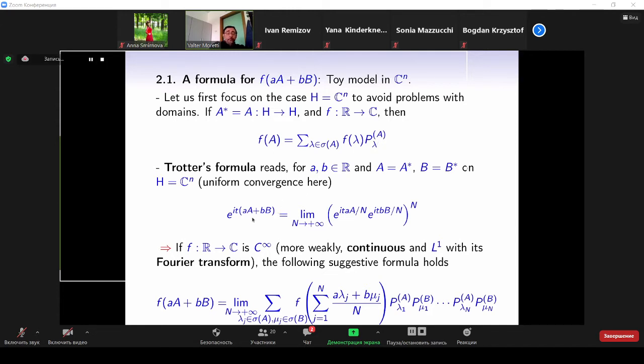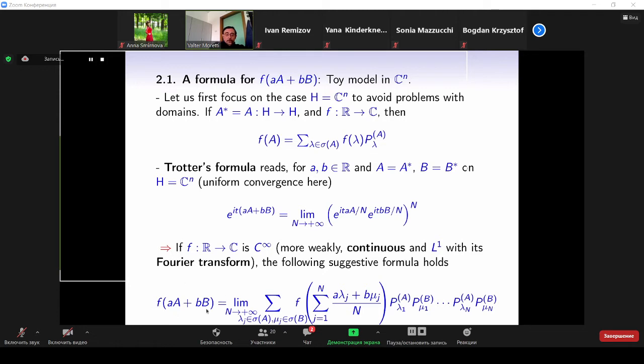So the central tool in our result in this elementary case, but it takes a fundamental role also in the general case, is the Trotter formula. It is written here. Now the topology of the convergence doesn't matter because we are in the finite dimensional case. And our formula is this one.